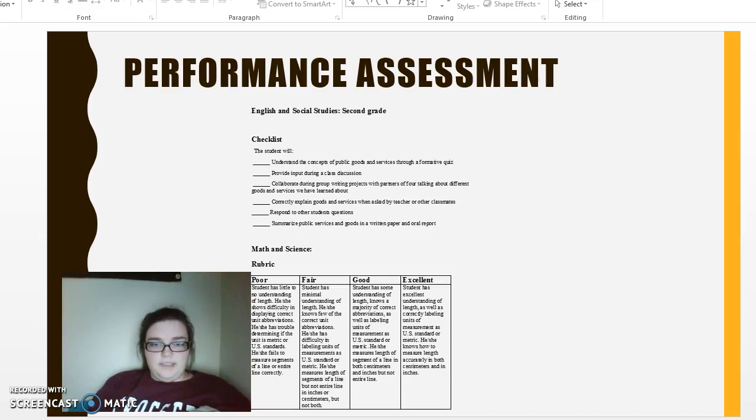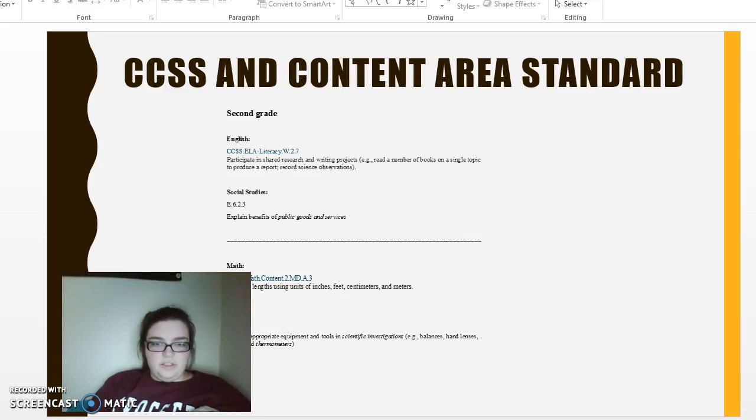So this was my performance assessment. I did a checklist and a rubric. The checklist was for English and social studies, and the rubric was for math and science. In English and social studies, my English was to participate in a shared research and writing project, and my social studies was to explain benefits of public goods and services. The math was to estimate lengths using units of inches, feet, centimeters, and meters, and I based it off of inches, and to use age-appropriate equipment and tools in scientific investigation. Examples were balances, hand lenses, rulers, and thermometers.